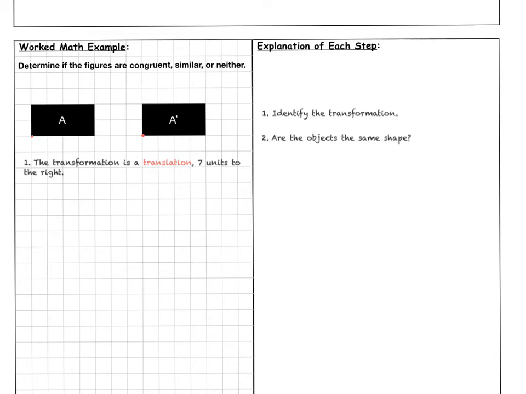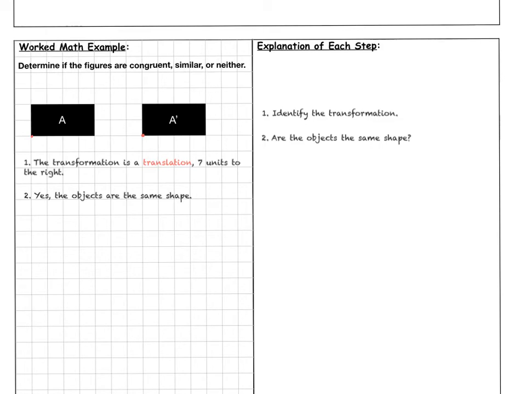Now, you need to figure out if the objects are the same shape. In this case, we're going to be dealing with rectangles. Okay, they look like rectangles, so our answer is yes, they are the same shape. Since we already know that there was a transformation performed, we already know that the objects have the same shape, we already know that these objects are going to be similar. Now we need to figure out if they're going to be congruent.